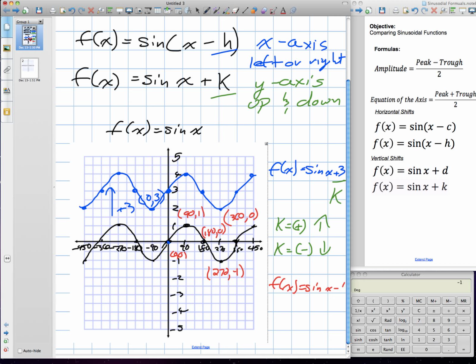Okay, with that being said, I'm going to show you the other example. We'll do this in red. We're going to go a little quicker. Here's our next equation. Say we had f of x is equal to sine x minus 4.